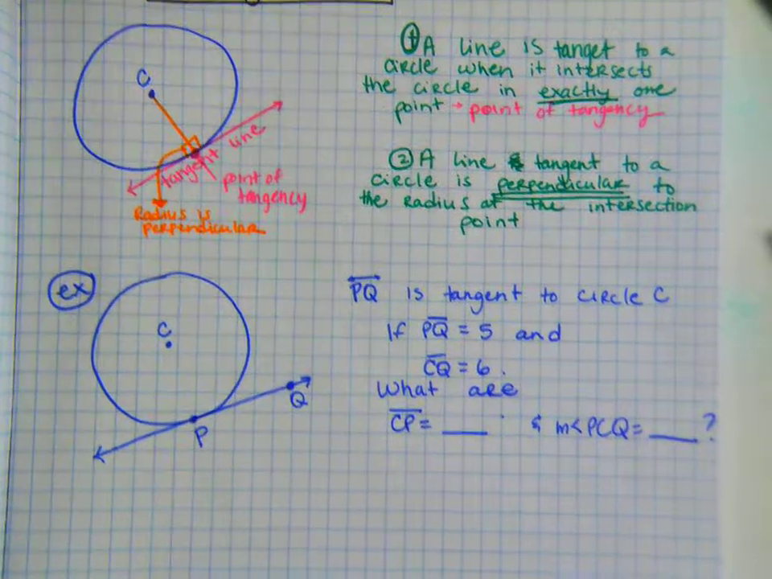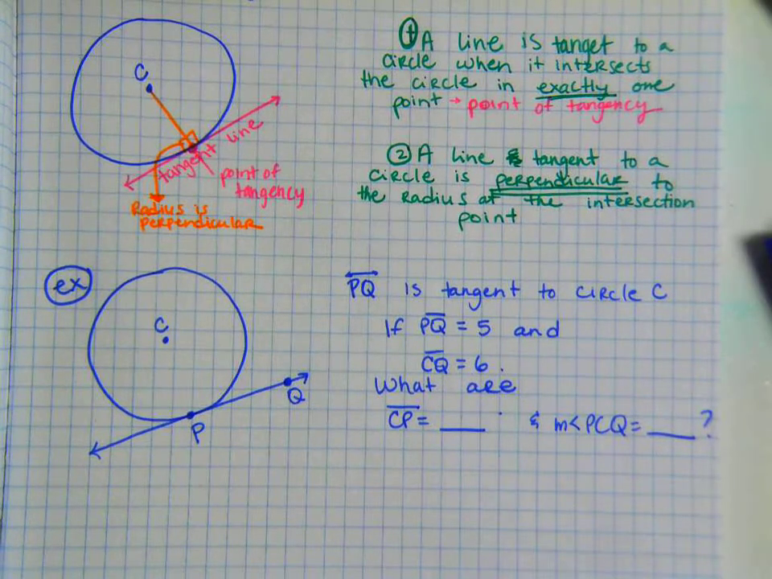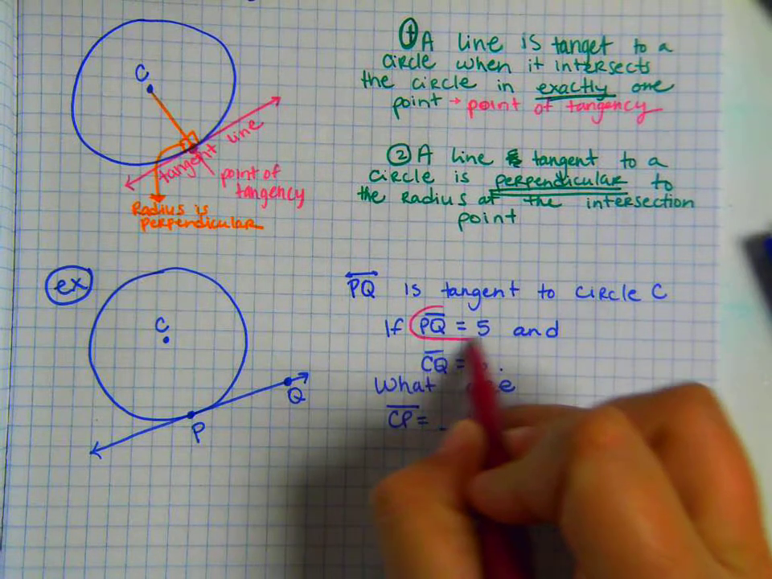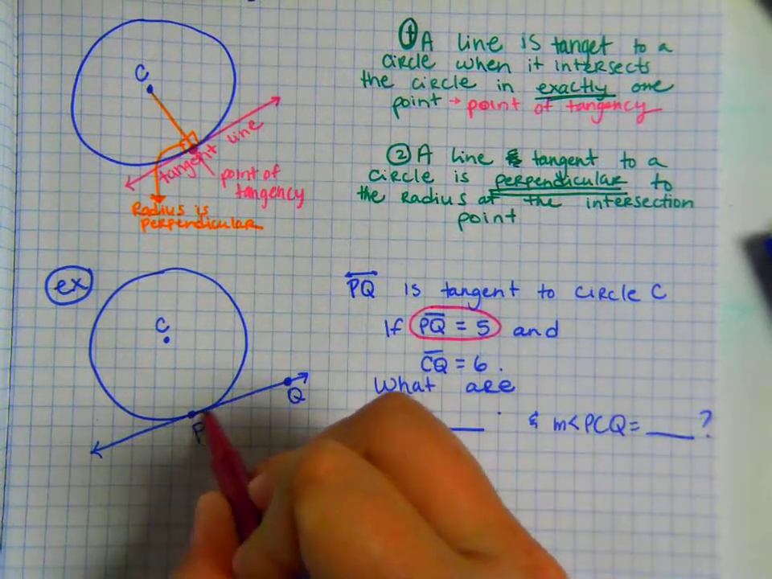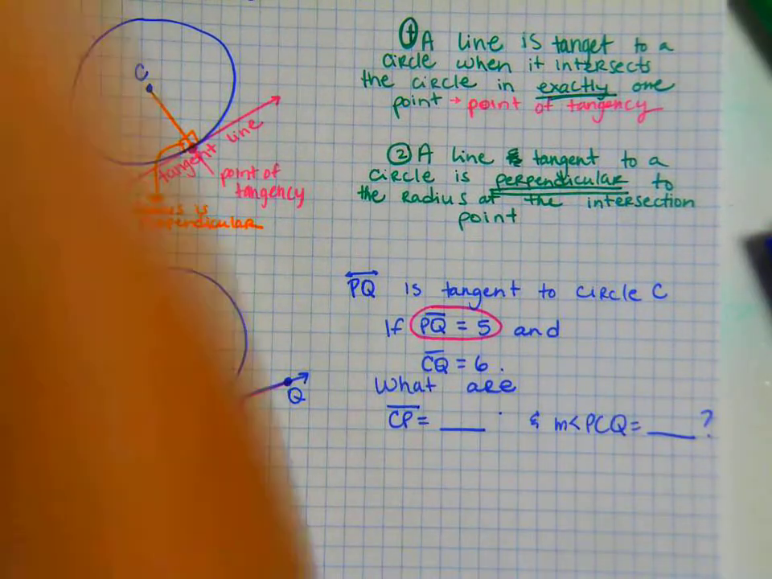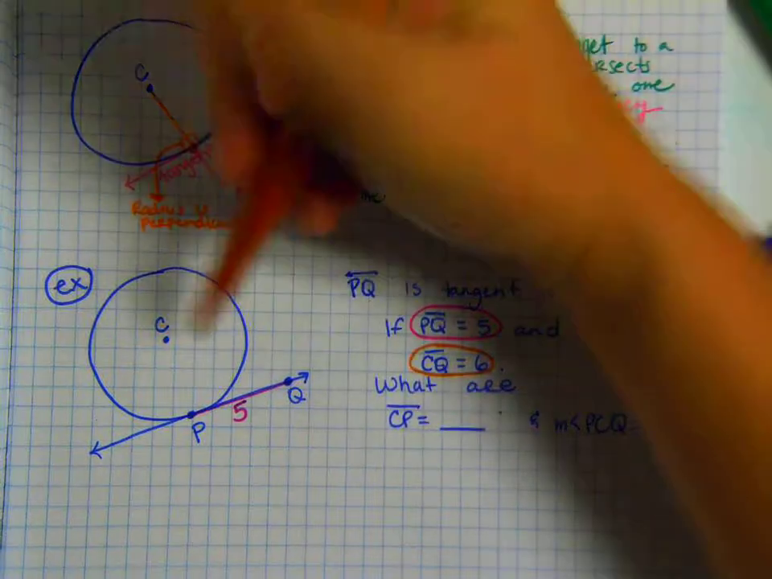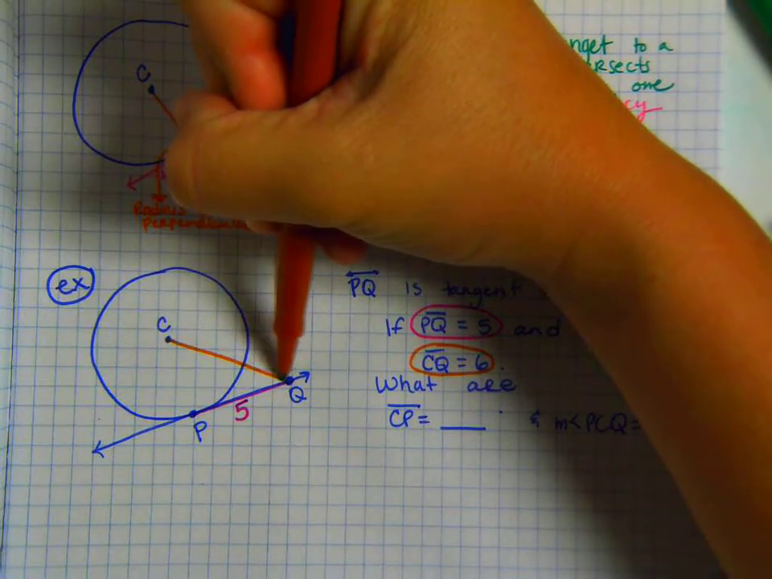Okay, so go ahead and write that down. It says if PQ, so PQ is tangent to circle C. So we first have that this is a tangent. If PQ is 5 and CQ is 6, what are CP and the measure of PCQ? Okay, so let's first put the information that we know on there. Well, the first thing we know, PQ is 5. So that's right here. The second thing we know, CQ is 6. So I'm going to draw my CQ, and I know that's 6.